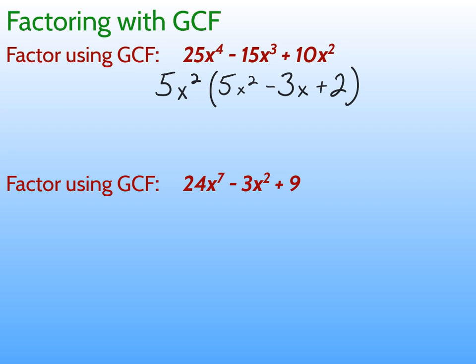Now let's look down at this bottom one here. Ooh, the numbers are weird. We have 24, 3, and 9. So let's think of what is the biggest number that divides into all of those things. 3. Got it. It's 3.